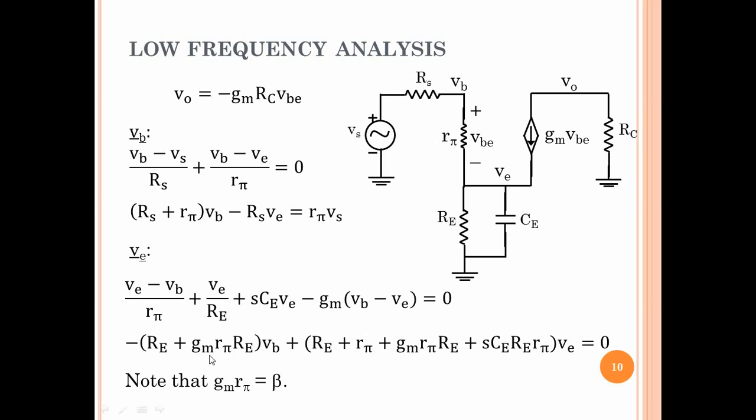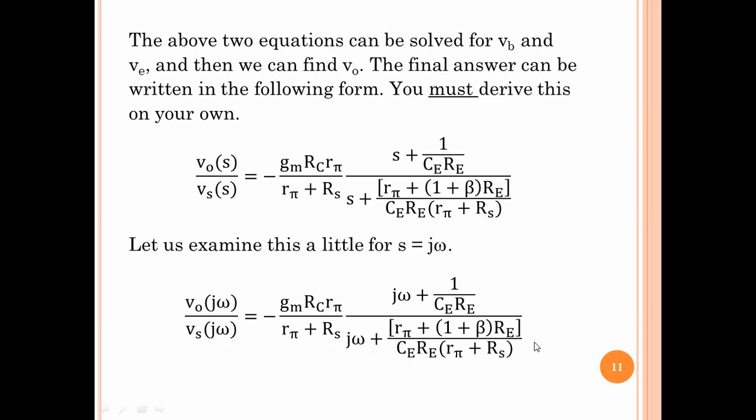Now note that this equation has GM R pi, and GM R pi is equal to beta. So this is actually 1 plus beta RE. This is also 1 plus beta RE. Alright, so we've got two equations. This here VB VE, another here VB VE. We have to solve. Okay, so I'm not solving this because there's no point solving it on a PowerPoint. So I've just written the final answer here.